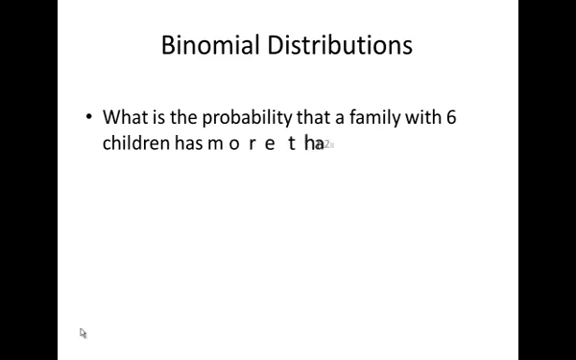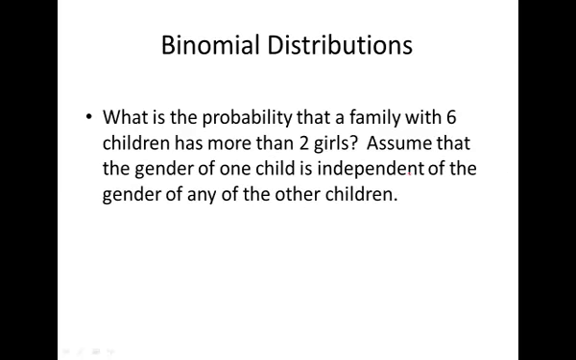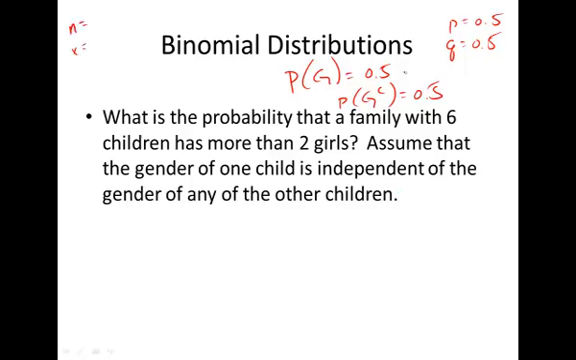All right. What is the probability that a family with 6 children has more than 2 girls? Assume that the gender of one child is independent of any other. And also assume that the probability of a girl is 50%, and the probability of a boy, the complement of girl, is also 50%. So little p is 0.5, q is also 0.5. Okay. So let's determine what n is, what little x is, and little p we already know. Okay, so x, in this case, we want more than 2, right?